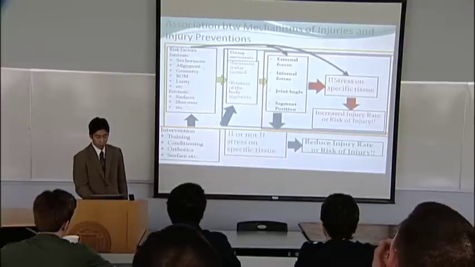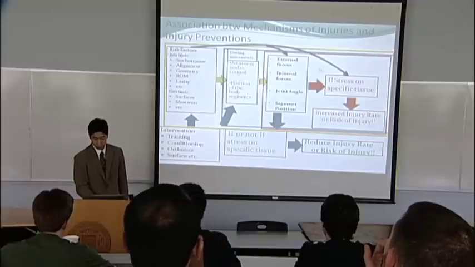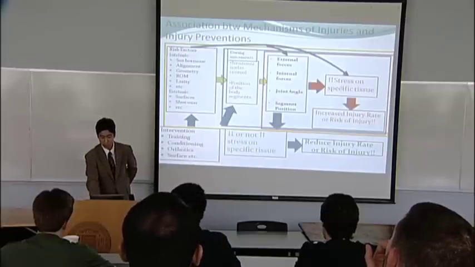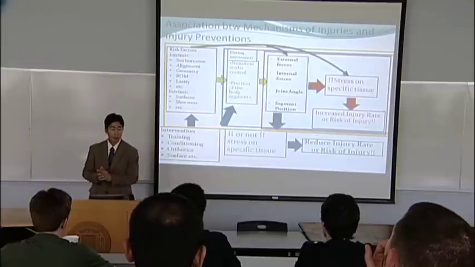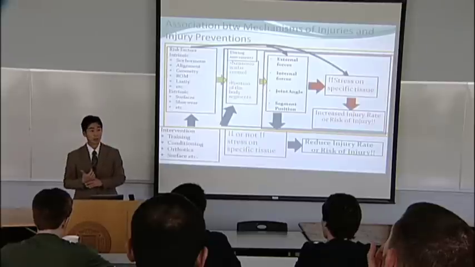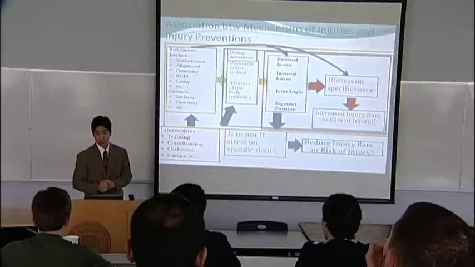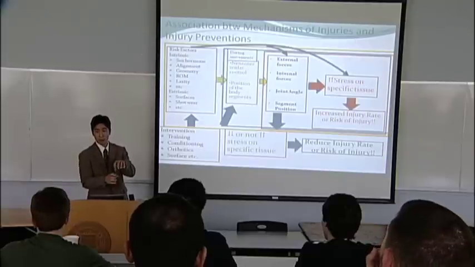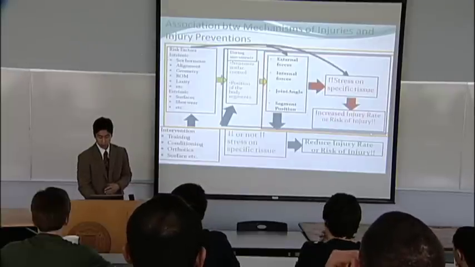And sometimes this kind of risk factor directly affects the stress on the specific tissues. For example, it's like tibial slope, posterior slope that Eric talked about in his paper. If people have some kind of risk factors, if you receive the same amount of force, you may have more stress on the tissue, and that directly influences the risk of injuries.